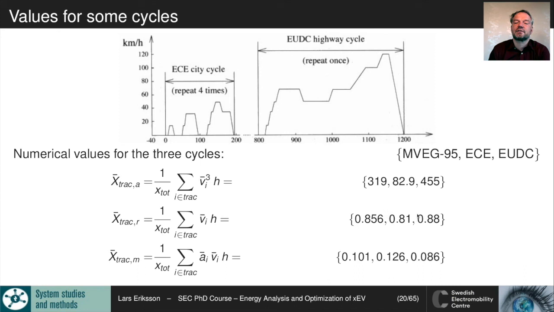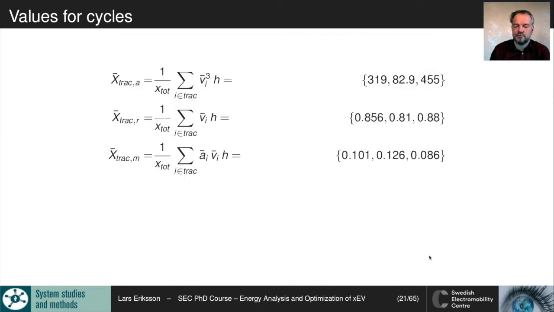And when we come to the accelerations, we see that the city cycle has the most accelerations and decelerations, so we're losing the most here, while the highway part has most of it in constant velocity, and the mix then is somewhere in between. So these values for the total cycle should be somewhere in between these two for the other cycle.